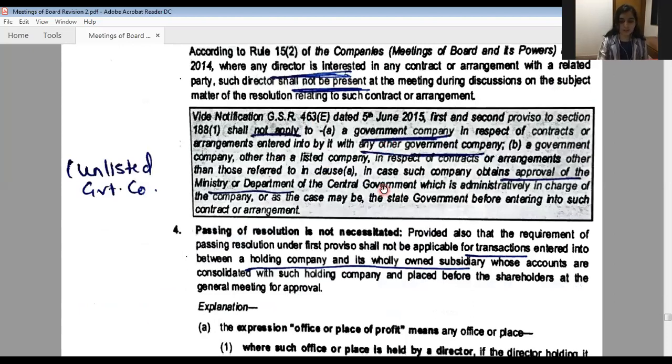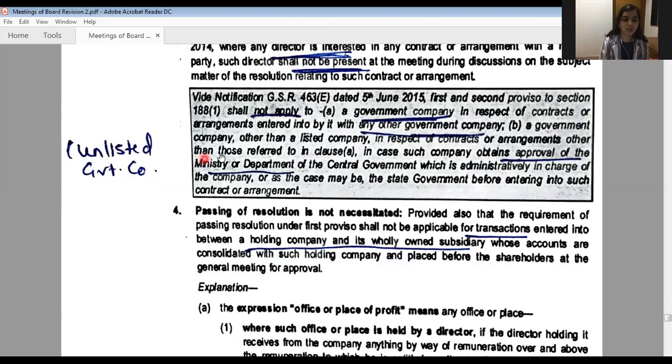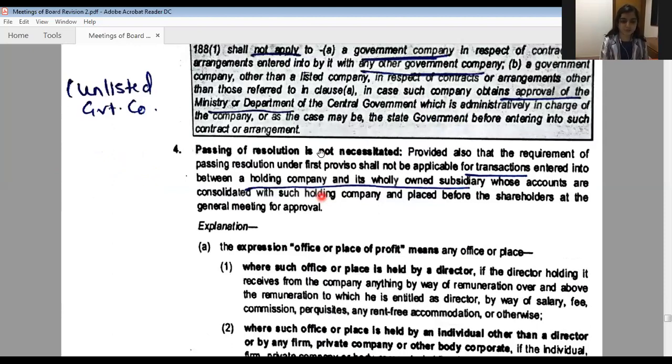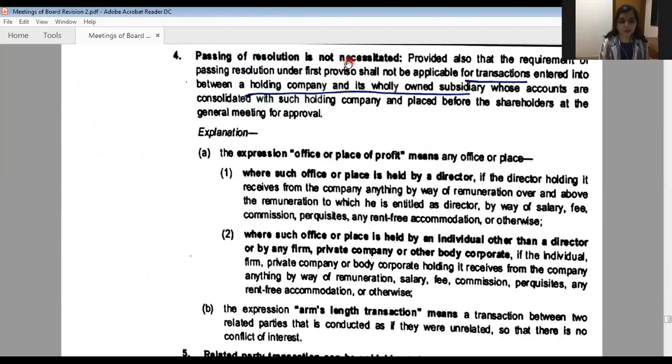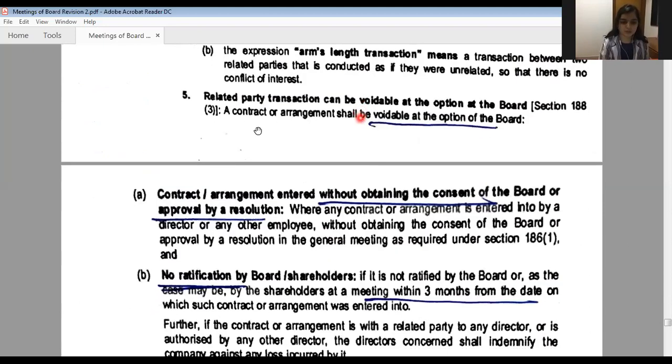Then the next point states that the first and second provisos of section 188 subsection 1 shall not apply to a government company in respect of contracts or arrangements entered into by it with another government company, and has obtained approval of ministry or department of central government in case of unlisted government company. The next is passing of resolution is not necessitated in case transaction is entered between holding company and its wholly owned subsidiary. Now, the related party transaction can be voidable at the option of board.